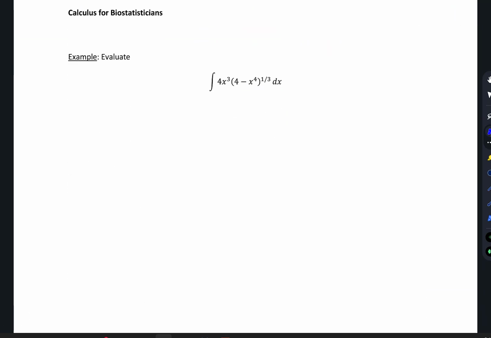So the first example we have here is we want to evaluate the integral of 4 times x to the 3 multiplied by 4 minus x to the 4th to the 1/3 power. So the first thing we want to do is identify our inner function. So before we had e to something, and we use that as the inner function. Here, notice that we have 4 minus x to the 4th to the 1/3 power. Now again, whenever we work with this style problem, we're probably going to have something multiplied out front, and that's going to be related to the derivative of the inner function.